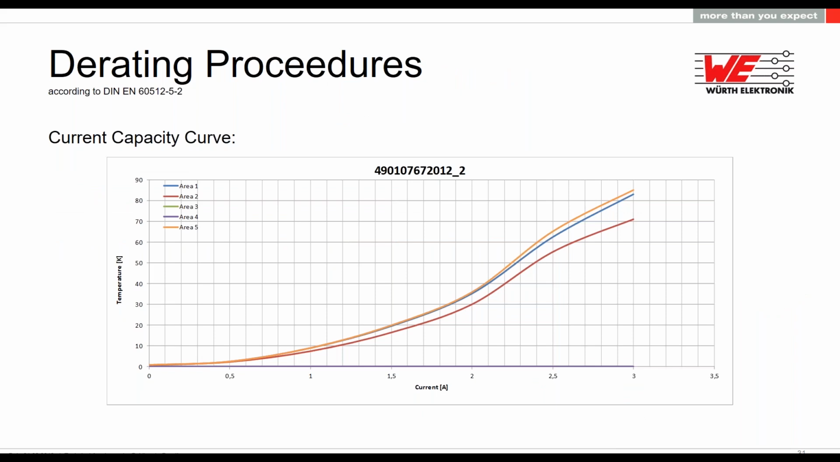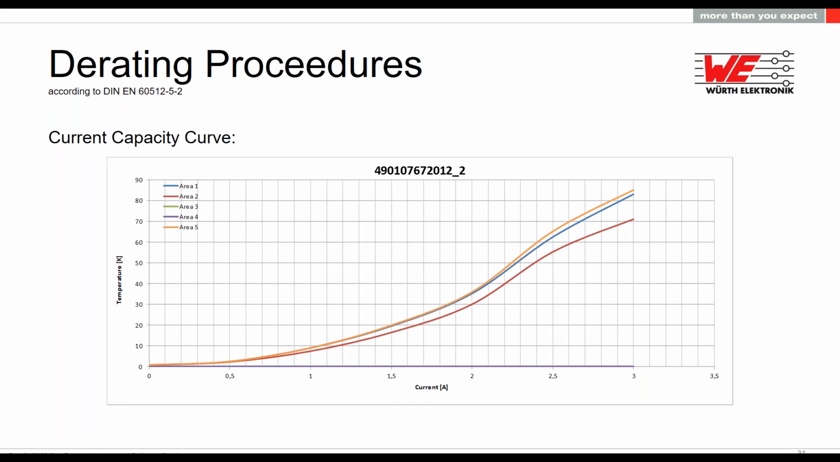For the next step, I would like to explain how we come from the current capacity curve to the derating curve. You can see here the current capacity curve of 3 tests that have been measured. In the current capacity curve, we have a fixed ambient temperature, for example room temperature. This is always the same. We apply current to the part and see how much current we can apply until we reach the temperature limit of the part itself.